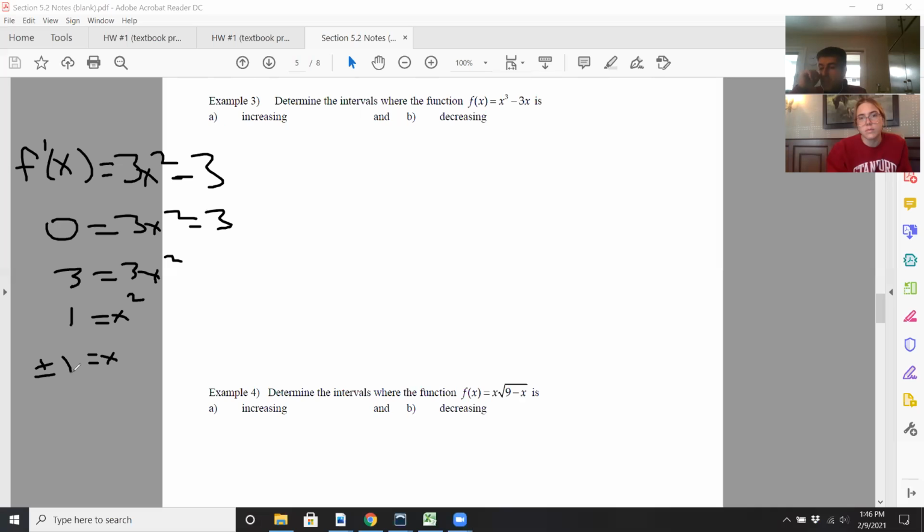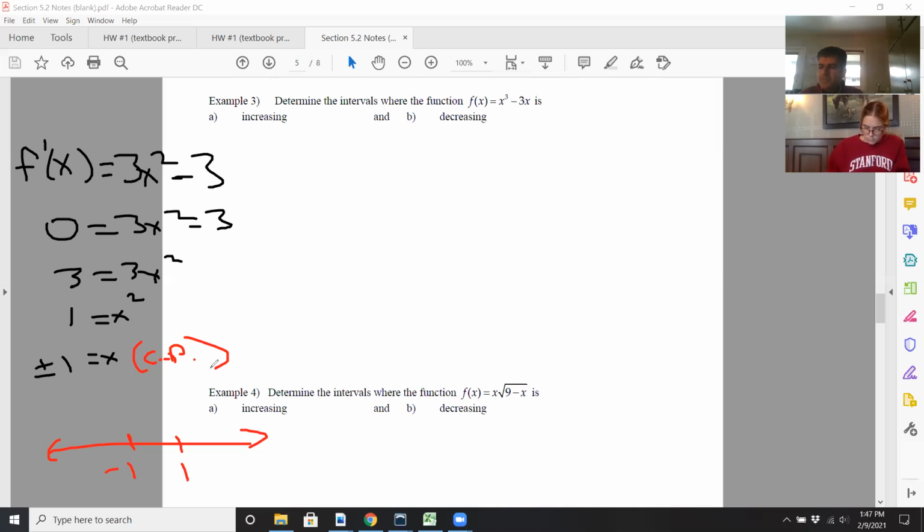Okay, so x is plus or minus 1. Now what you're going to do is a sign chart. You guys remember sign charts from back in the day? And remember, we call these critical points because it's what makes the derivative 0. You also do want to look for what could make the derivative undefined, or does not exist. So we are looking for critical points.